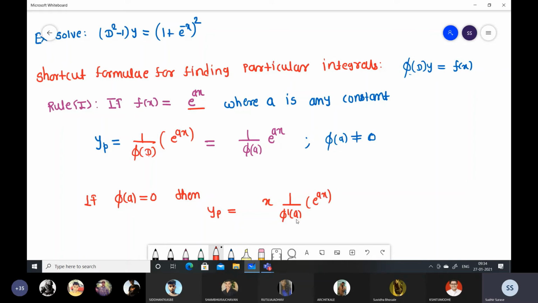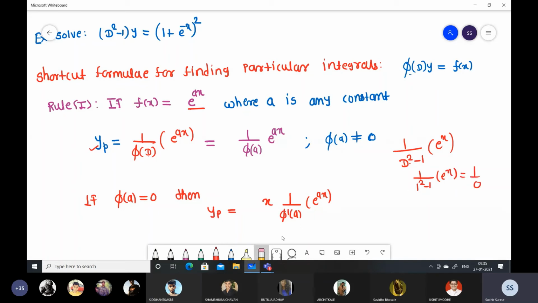What is this phi dash? Phi dash means you have to take the derivative of that operator with respect to d. For example, if you have d, 1 upon d square minus 1, and you have this function e to the power x. Now what is the coefficient of this x at power? It is 1. Now if you substitute using this formula, if you substitute 1 here, what you will get: 1 upon 1 square minus 1 e to the power x. So that will be 1 upon 0.